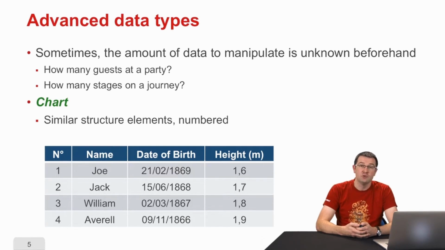There can't be anything else different between each line. There will be identical structure elements, displayed one under the other and numbered from 1 to the number of elements in the chart. This allows for managing elements easily.